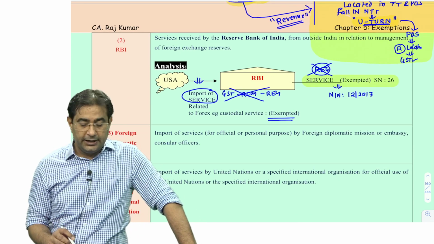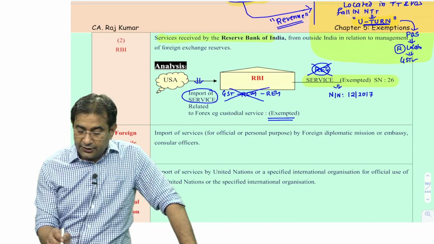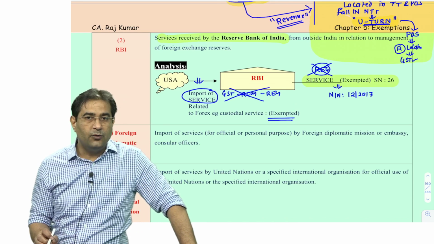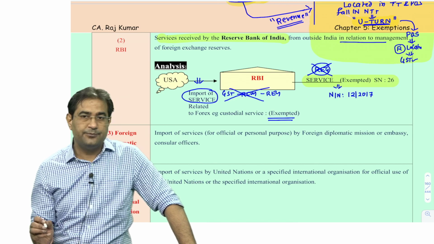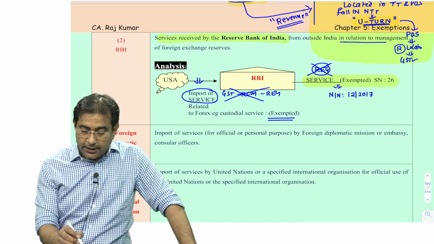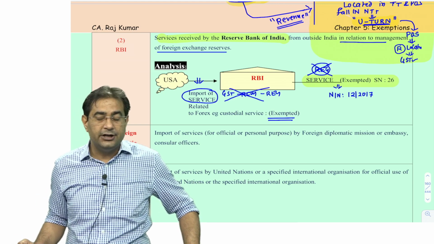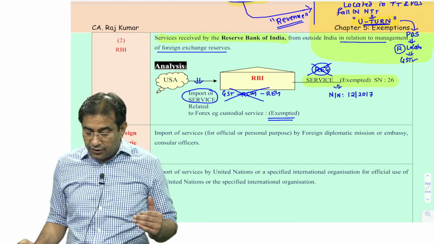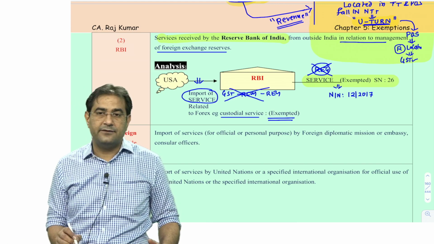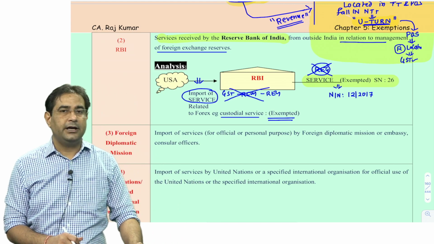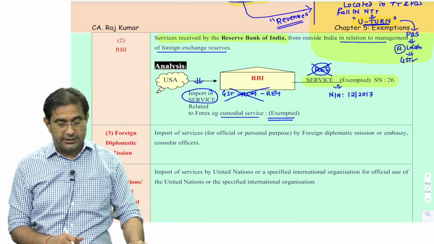So the legal content is here: services received by Reserve Bank of India from outside India. The most important line is in relation to management of foreign exchange reserves, for example, custodial services that are taken by Reserve Bank of India. Is it okay, my dear? Yes, sir. Is it completely clear?